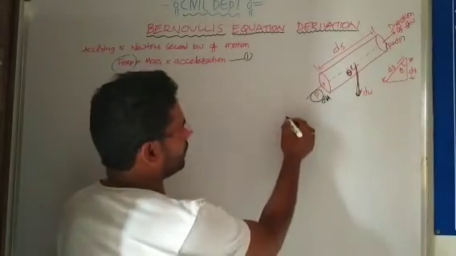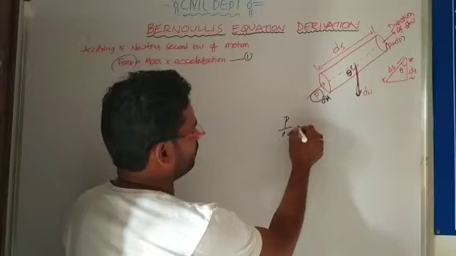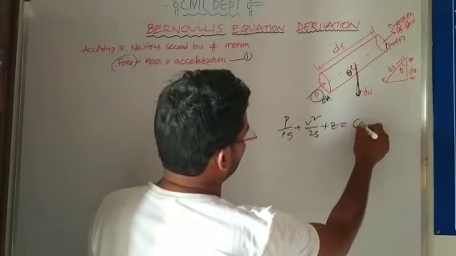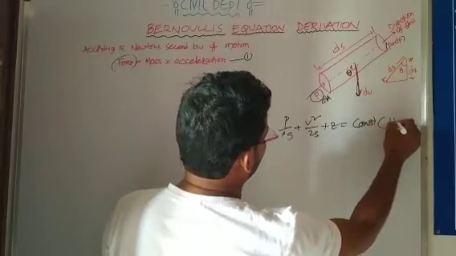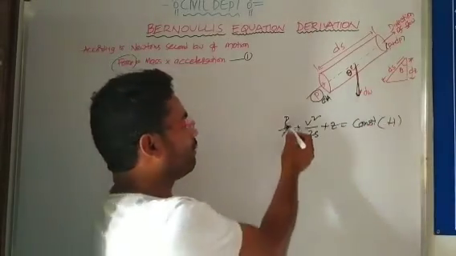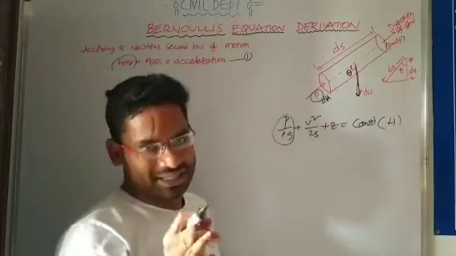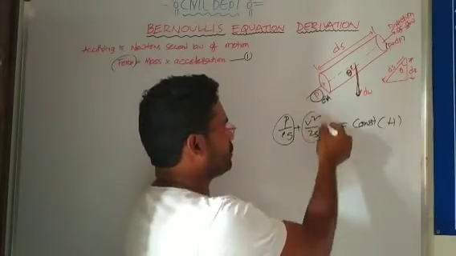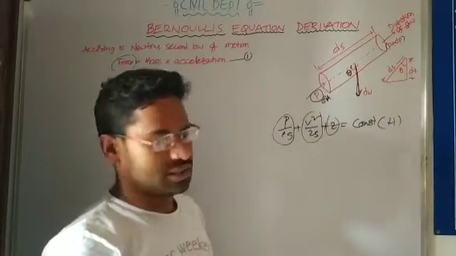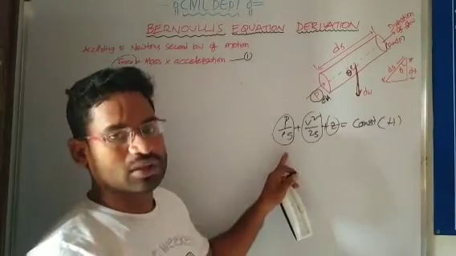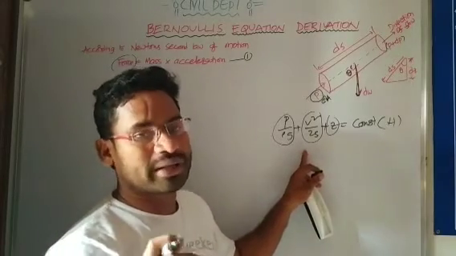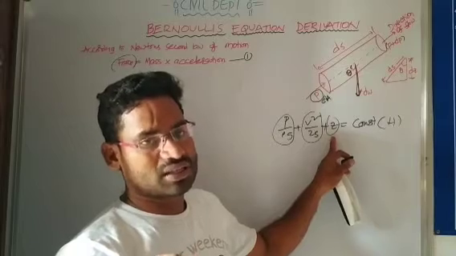So I am going to write the equation: P by rho g plus V square by 2g plus Z is equal to constant, or you can call it the total head. Where P by rho g is called pressure energy, V square by 2g is called kinetic energy, and Z is called potential energy. I already told in the previous class how the pressure energy will be created, how the kinetic energy will be created, how the potential energy will be created.